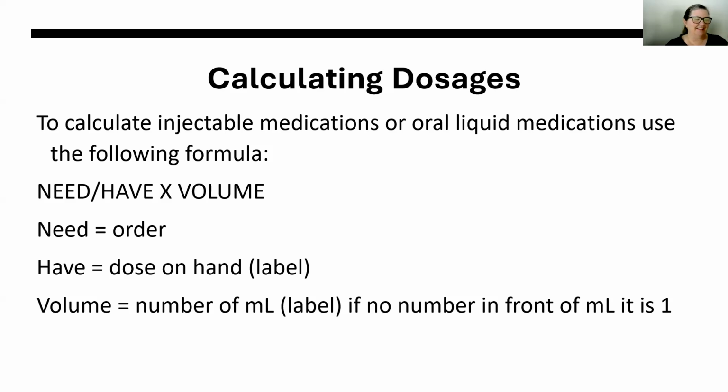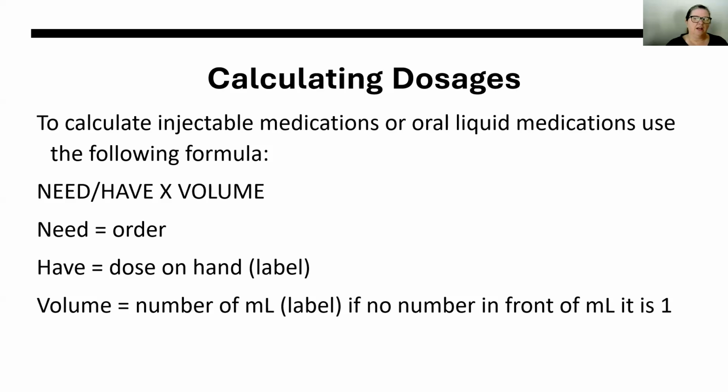Here's what that breaks down to. The need is the order. It's what the doctor has ordered for the patient. That's what they need. It's what you need to give them. The have is the dose on hand. It's on the label. It says right on the label. The volume is also on the label, and it is the number of milliliters associated with that dose.